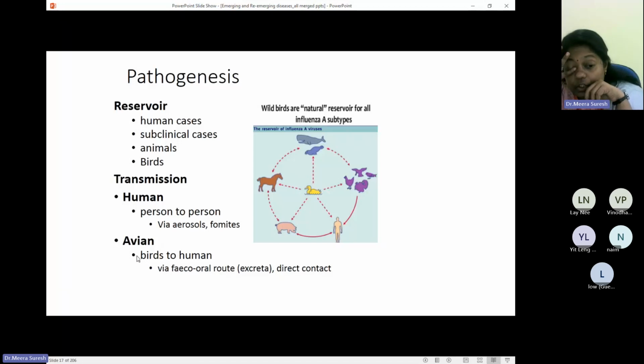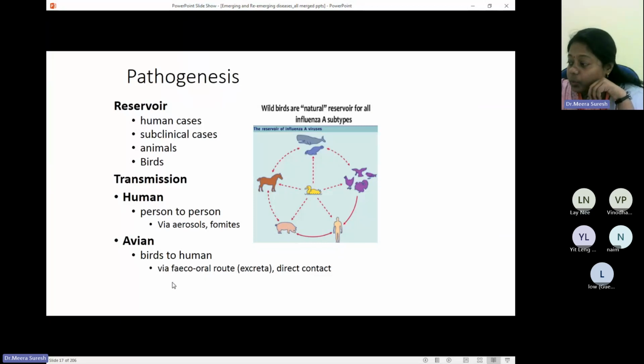The avian route, which is from birds to humans, usually happens via the fecal-oral route or by direct contact. Direct contact occurs in those people who are dealing with birds, who have the habit of domestication of birds. It can also happen in veterinarians and maybe lab people who are studying the birds, so a direct contact with them, or even the fecal-oral route. And the fecal-oral route mostly happens through the bird excreta.